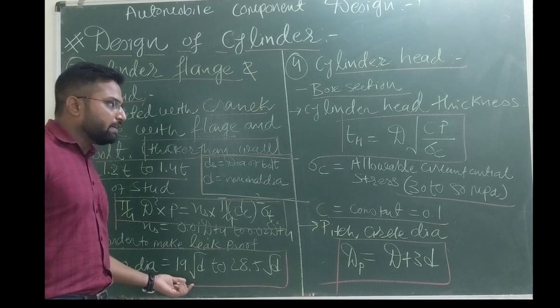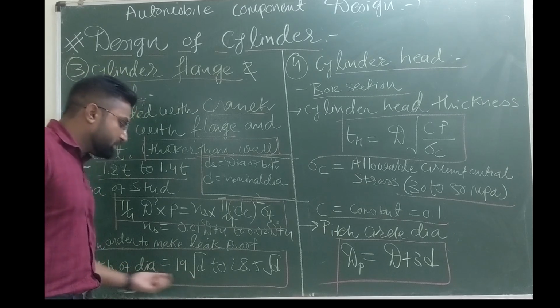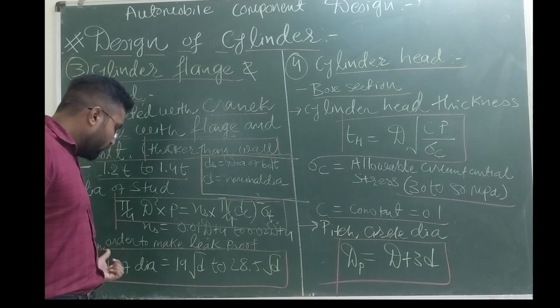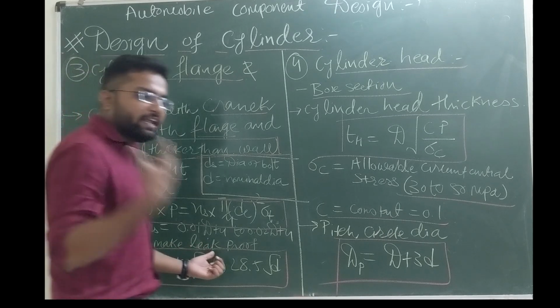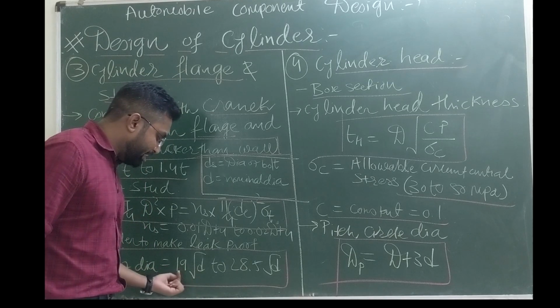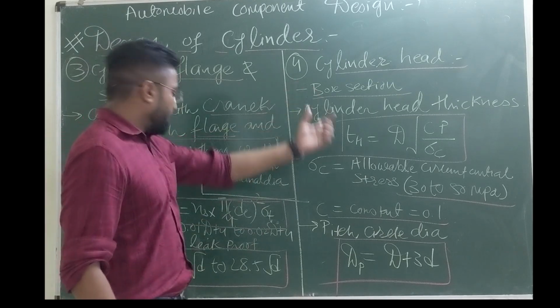So depending on that empirical relation, we can determine this pitch circle, and a leak-proof joint can be produced by this consideration. It should be between 19 under root d to 28.5 under root d.